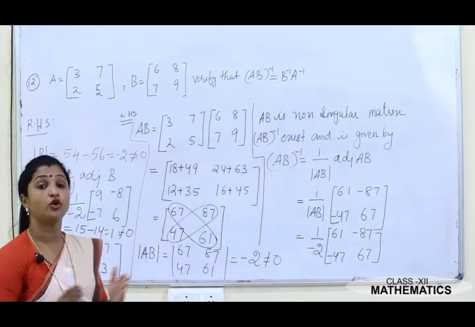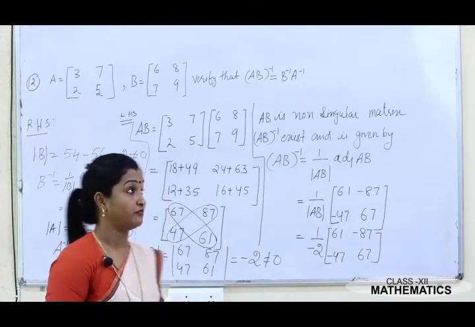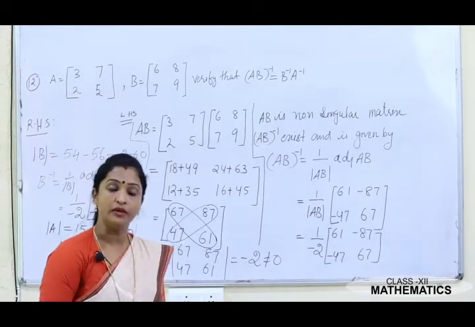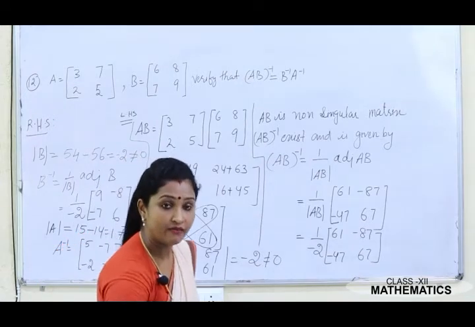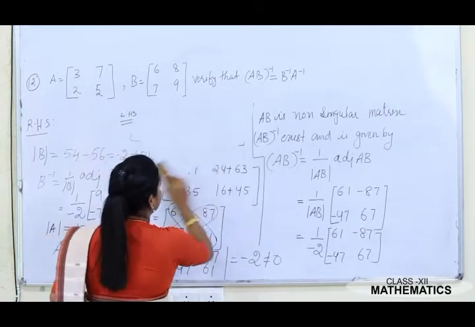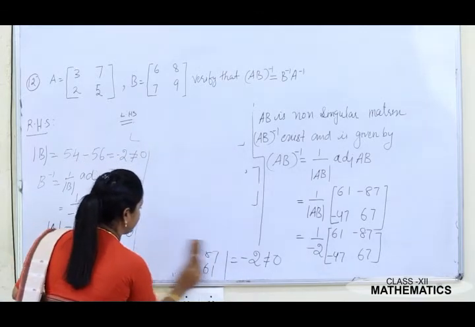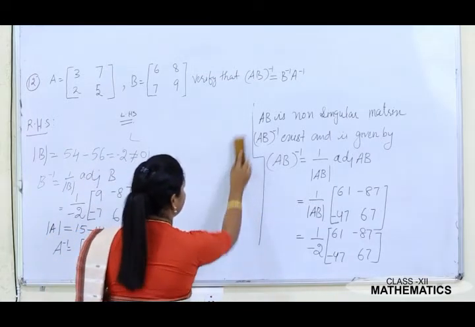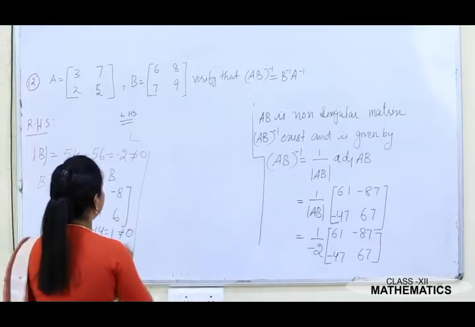Now what you have to do? You have to multiply B inverse and A inverse and you have to verify that whether AB the whole inverse is equal to B inverse A inverse. So let's see whether we are getting the same thing or not. Okay. We'll multiply B inverse and A inverse. Okay. Let's see.